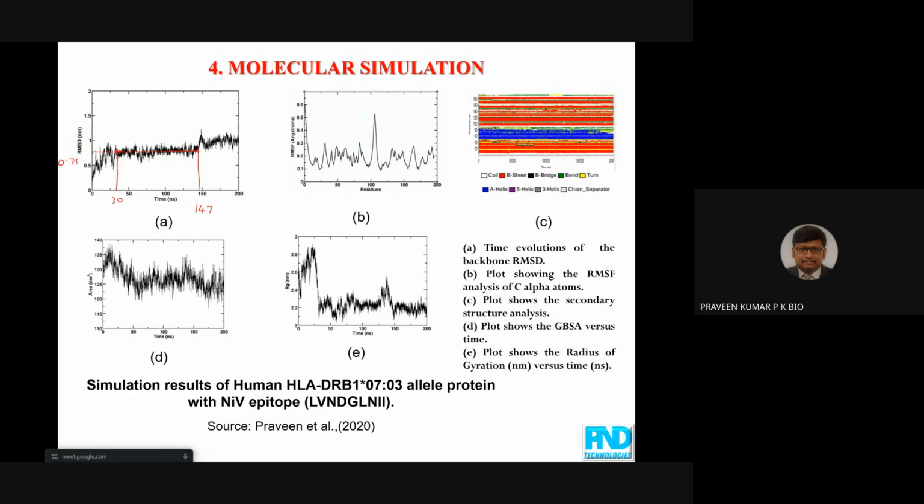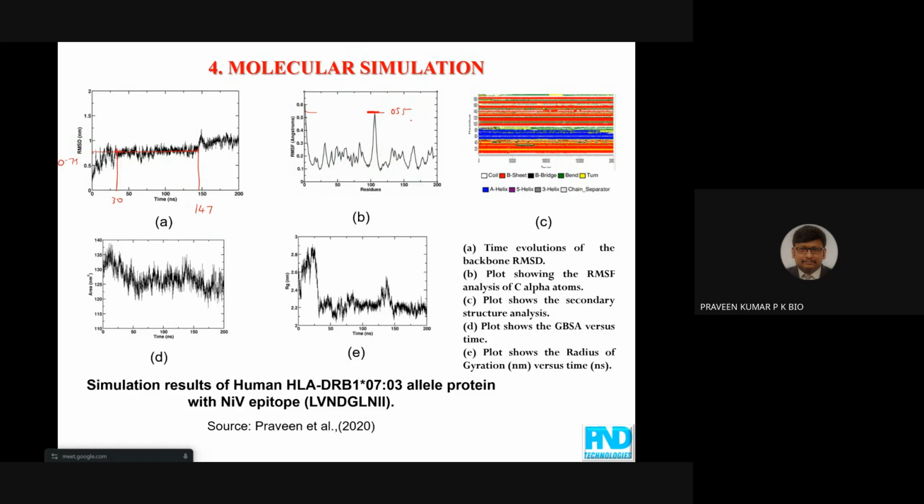In RMSF, it tells about the flexibility with respect to the amino acid residues. Whatever amino acid residues we have, we can see 0 to 200. We find the maximum peak, which comes around 0.55. I told you, if in RMSF we get more than 1, our peptide is not binding stably. It is having some kind of unstable interactions.